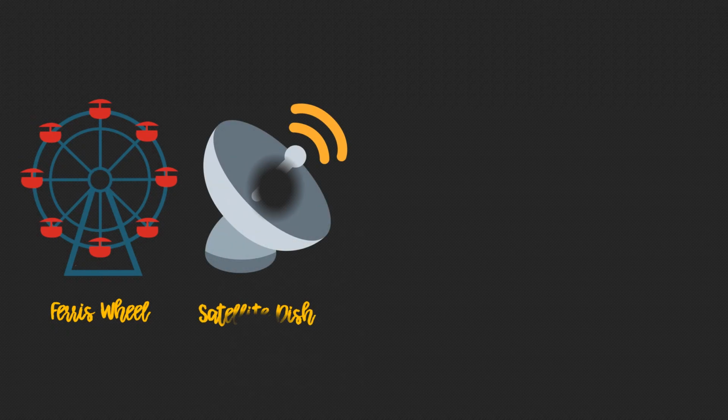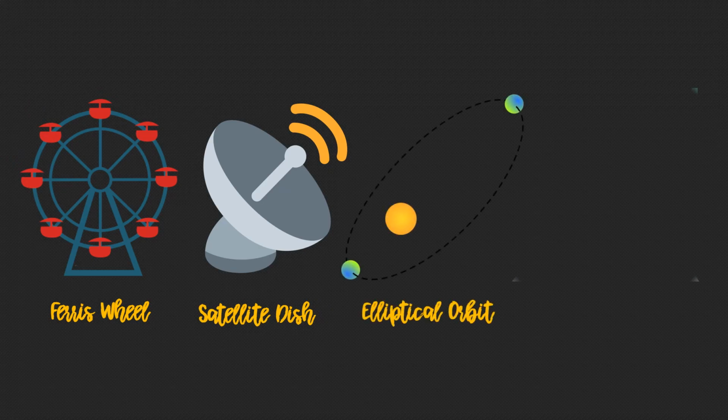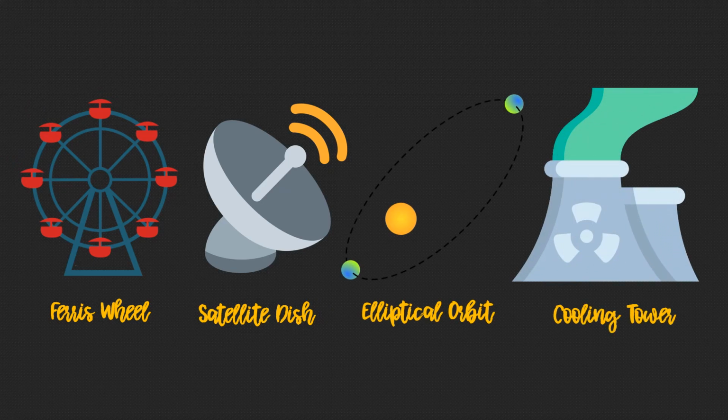Now, here are some examples of conic sections that can be seen in real life setting. We have for circle, a Ferris wheel. For parabola, a satellite dish. For ellipse, we have the elliptical orbit of a planet. And for a hyperbola, we have the cooling tower.